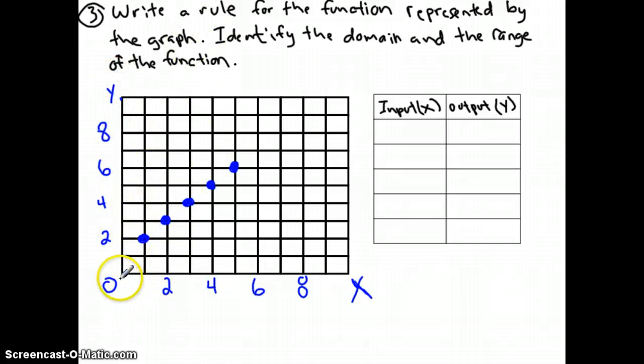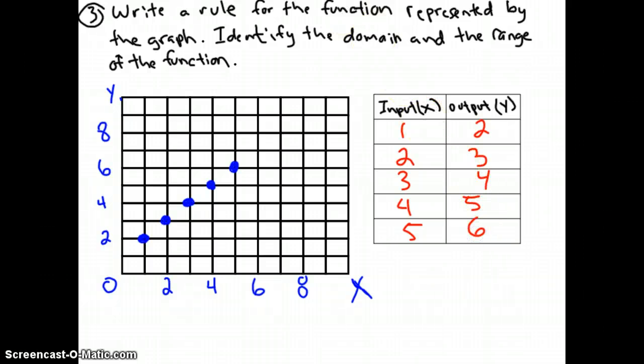Well, the value of x, if we go over here, is 1. When x is 1, y is 2. So we have an input of 1, an output of 2. When x is 2, y is 3. So we got 2, 3 here. When x is 3, y is 4. When x is 4, y is 5. And when x is 5, y is 6.